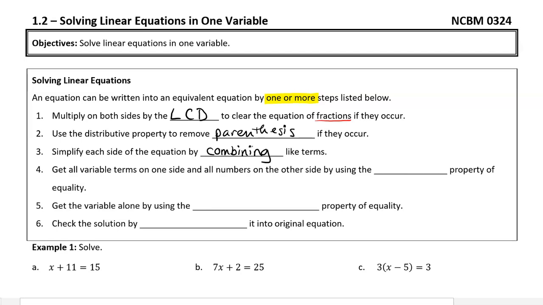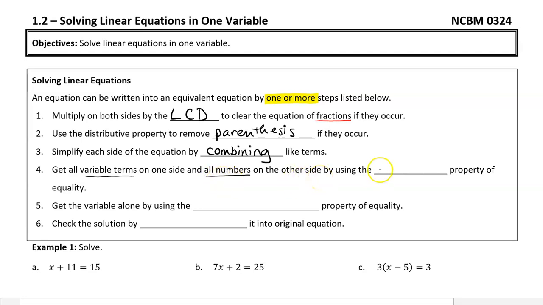And when we say combining like terms, we mean if there's any variables, we want to group them together. Let's simplify that side of the equation. If there's any constants, any numbers without the variable, we're going to gather those together as well. Then, number 4, we're going to get all variable terms on one side and all number terms on the other side. So we've simplified each side. Now we're going to start to move things around across the equal sign. So we're going to get all the variable terms on one side, all the number terms on the other side.